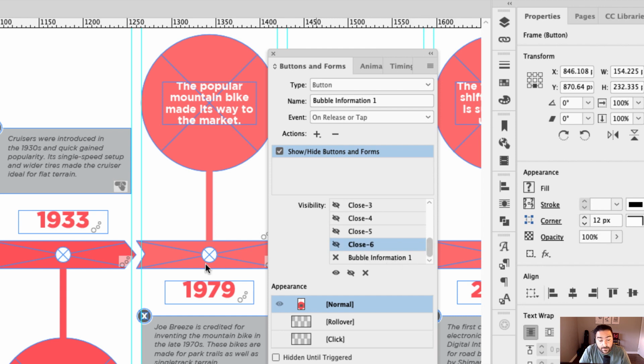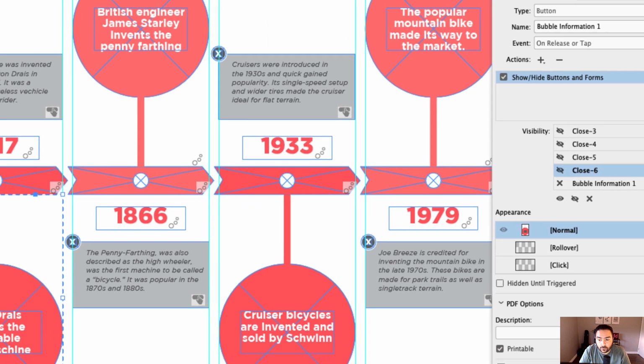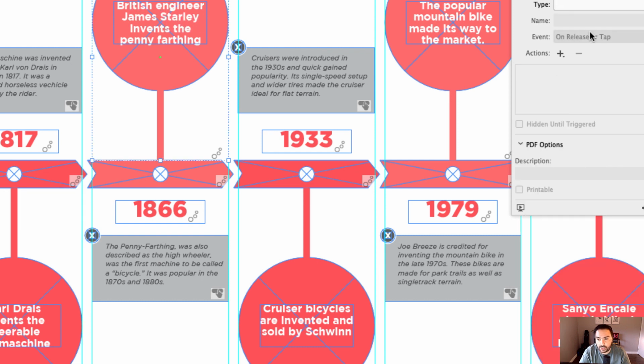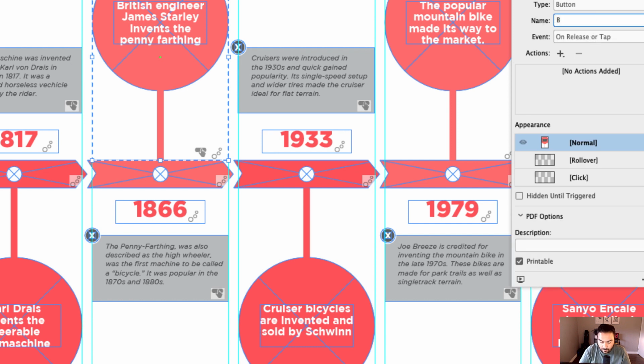The bubble information 1, which is this, I do want to ignore because I don't want to hide it. And I don't want to have it show or appear afterwards, okay? So let's do the same thing to the second bubble information button. So let's go ahead and click that, British Engineer. The type will be a button, bubble information 2.